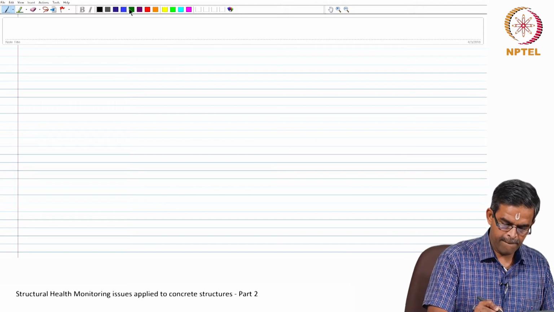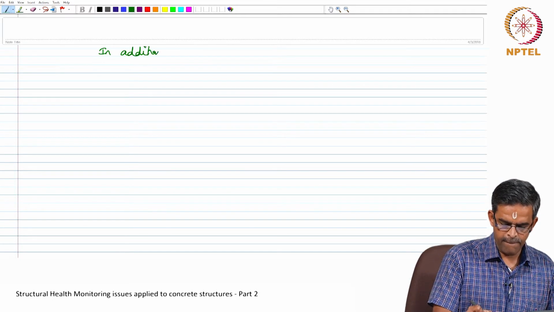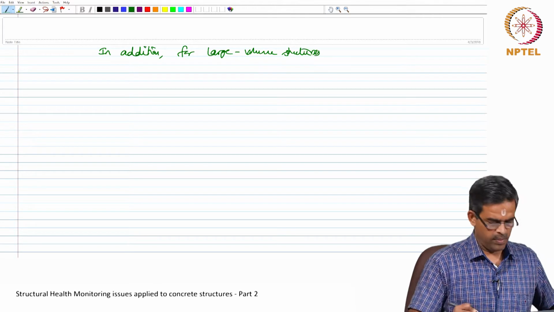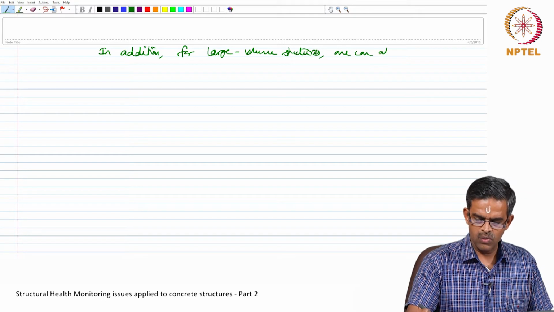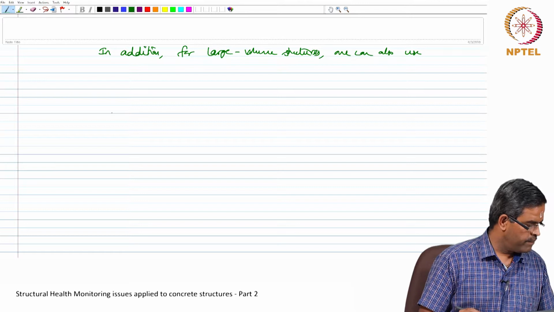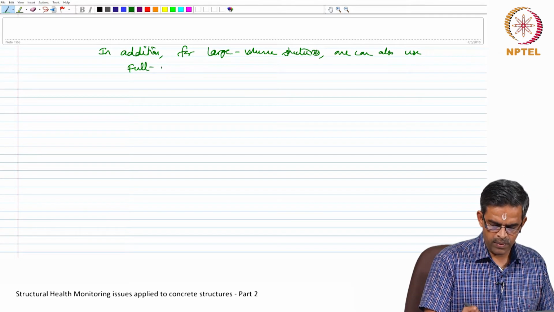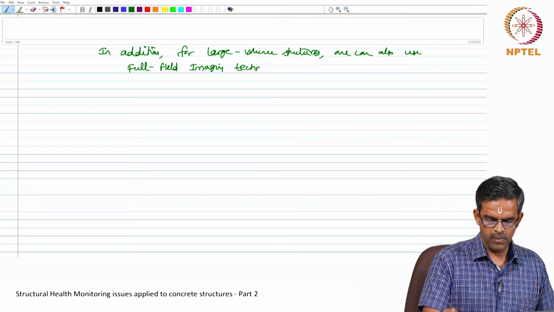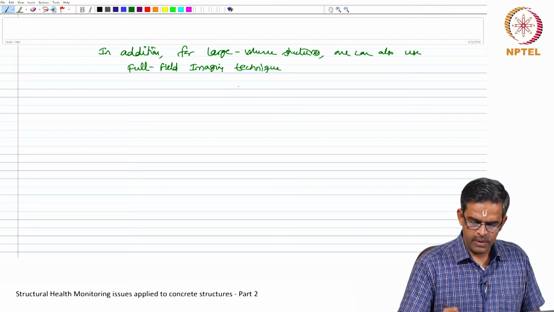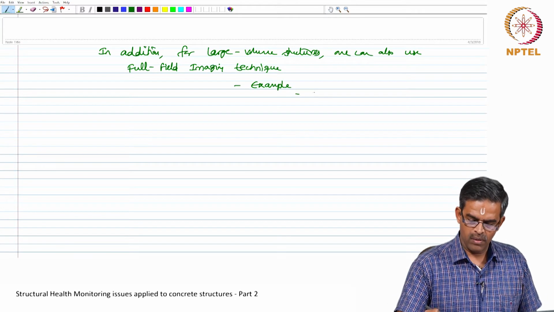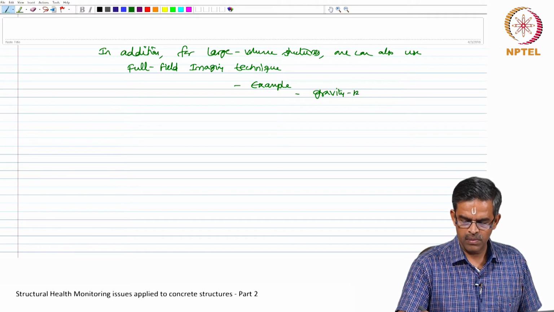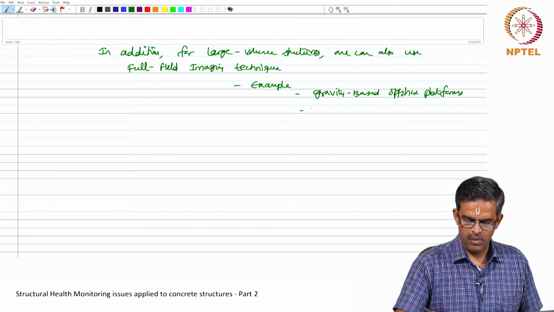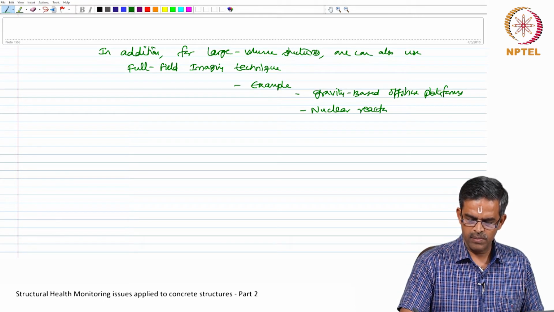In addition, for large volume structures, one can also use full field imaging technique. Example can be gravity based platforms, offshore platforms, nuclear reactors, etc.